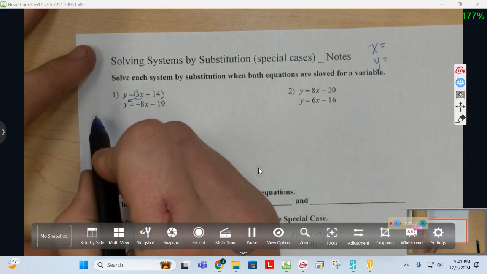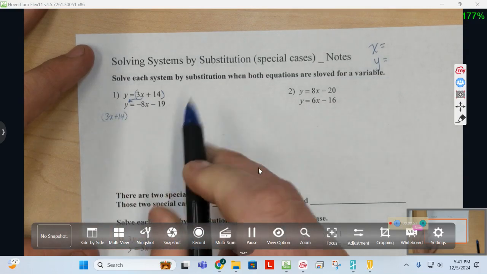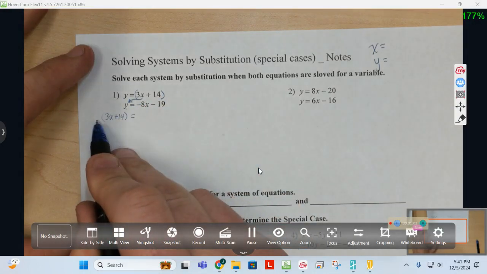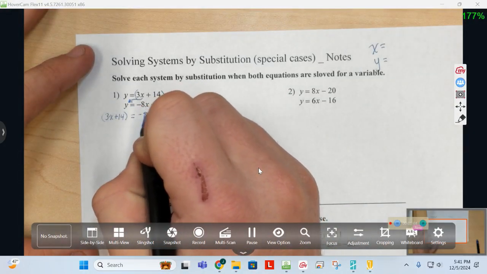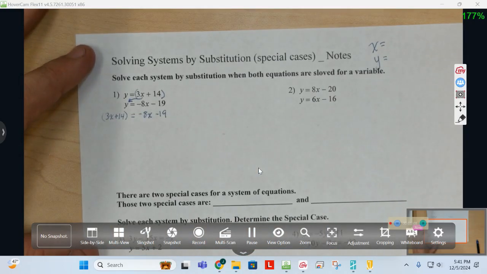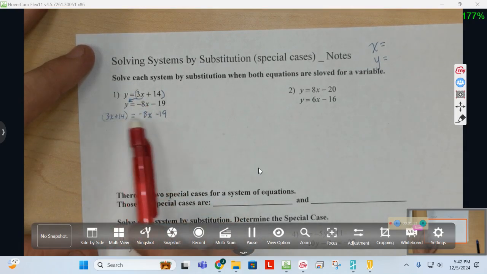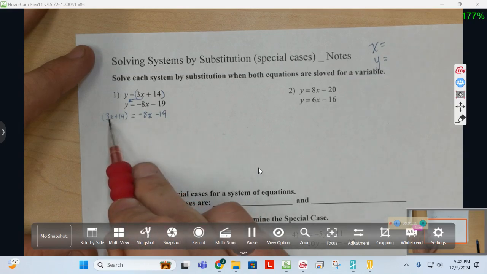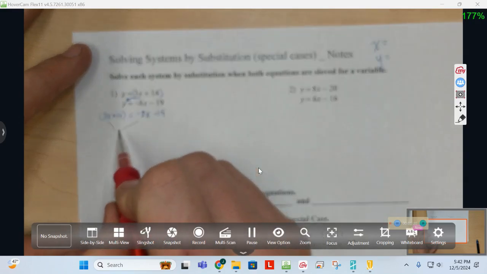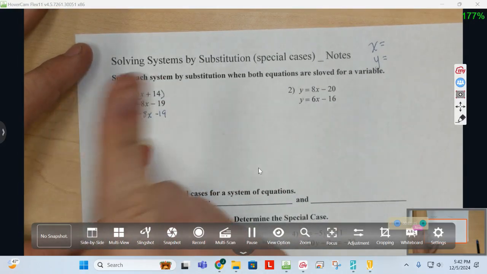Okay. In doing that, I'm going to put the 3x plus 14 in parentheses just so you know that's the substituted value for y. It's all alone on the left side, and that's equal to negative 8x minus 19. Now that they're molded into one equation, we have to solve for x because the only variable left is x. However, we can't just start combining like terms and saying 3 minus 8. That's a no-go, right?